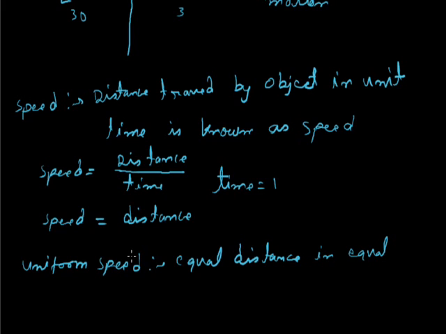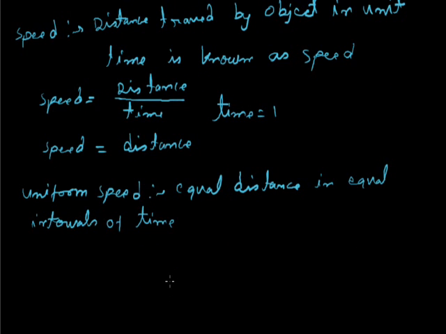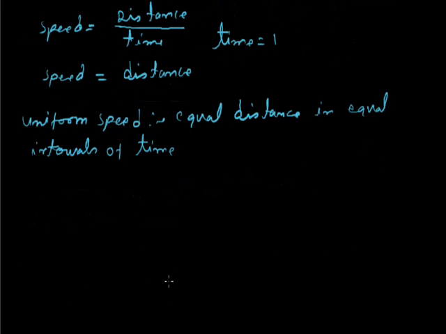In equal intervals of time. We have given an example above, so it is not necessary to give the example again. Similarly, non-uniform speed is the unequal distance in equal interval of time.